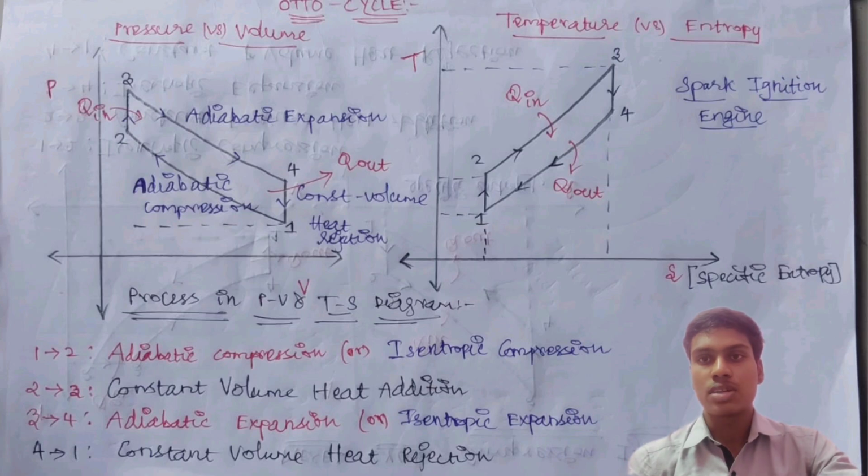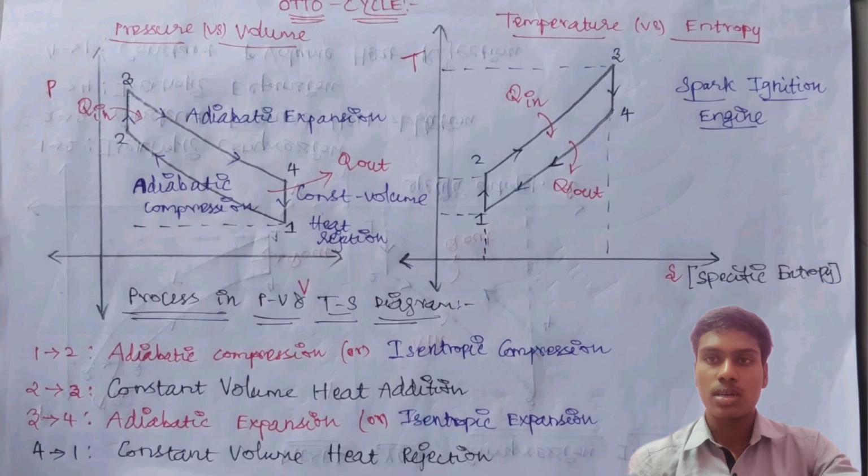In the PV diagram as well as the TS diagram, the process is the same: 1 to 2, 2 to 3, 3 to 4 and 4 to 1. The similar process is applied in both the figures. So there is no change in the process from diagram to diagram. What process is applied in the PV diagram, the same process is applied in the TS diagram. So there is no change. This is the process in the Otto cycle.